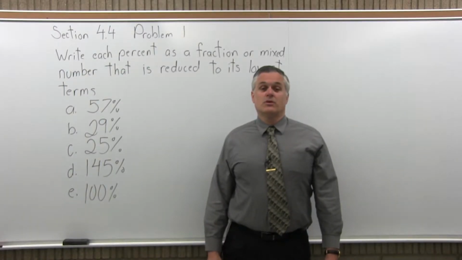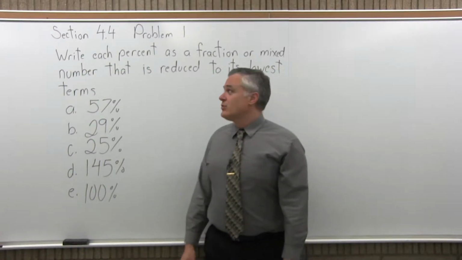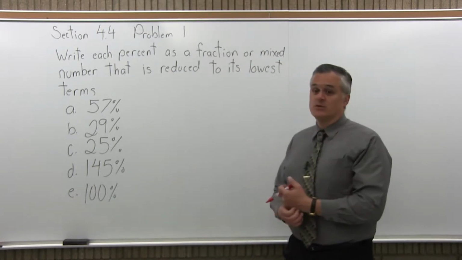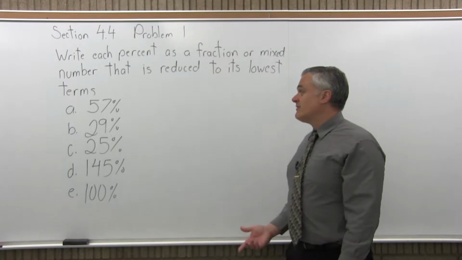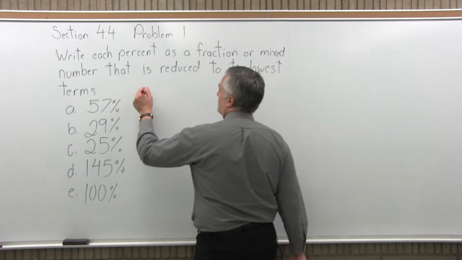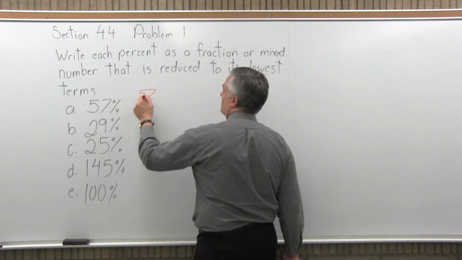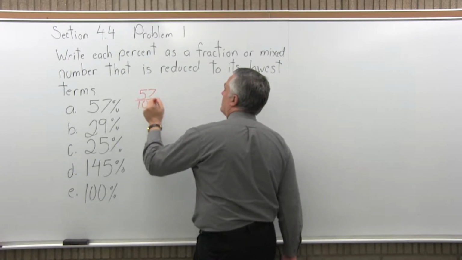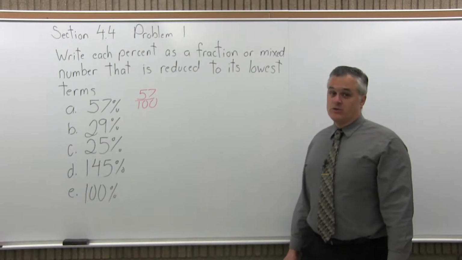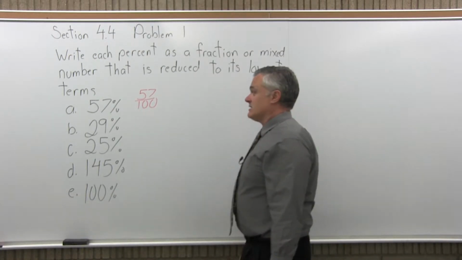This is Section 4.4, Problem 1. It says write each percent as a fraction or mixed number that is reduced to its lowest terms. And we start with 57%. So to make a percent into a fraction, what you want to start with is that percent over 100. 57 over 100. And then you reduce it, if you can. Now 57 over 100 won't reduce, so that's 57% as a fraction.